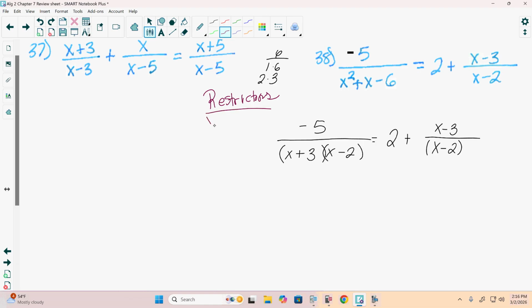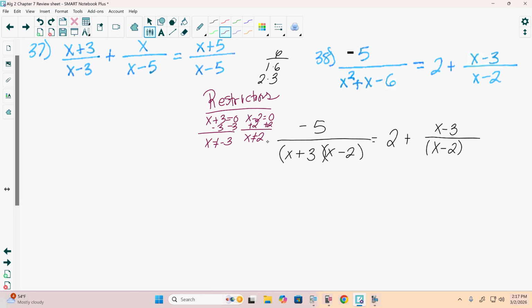Restrictions. The two places where we can get a division of 0 is at x plus 3 and x minus 2. For x plus 3, we would subtract 3 from both sides, telling us if x is equal to negative 3, we'd have a division of 0. It does not work. X minus 2, we would add 2 to both sides, telling us if x is equal to positive 2, we'd have a division of 0.